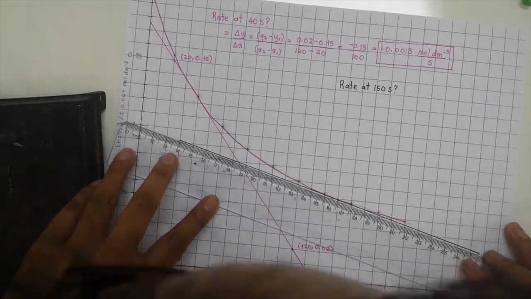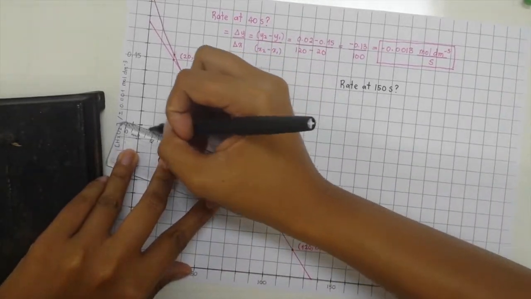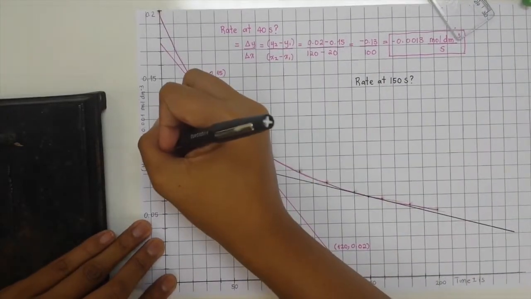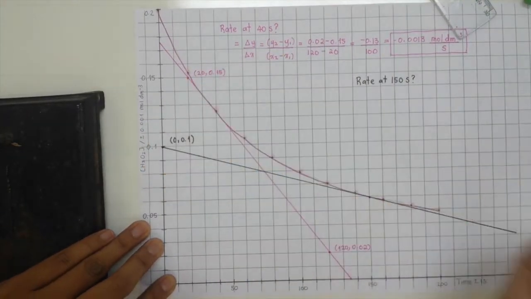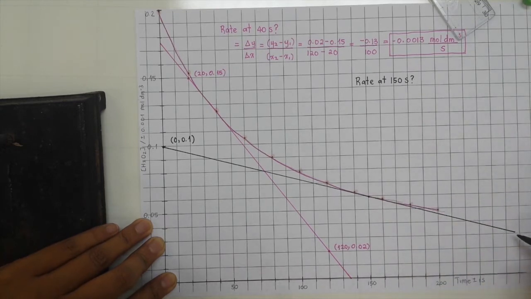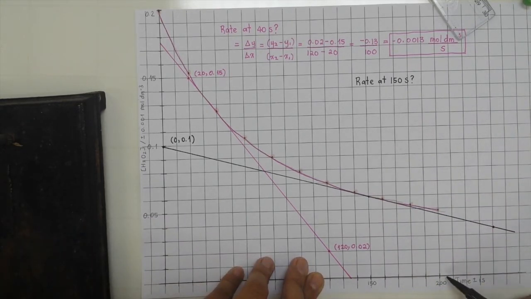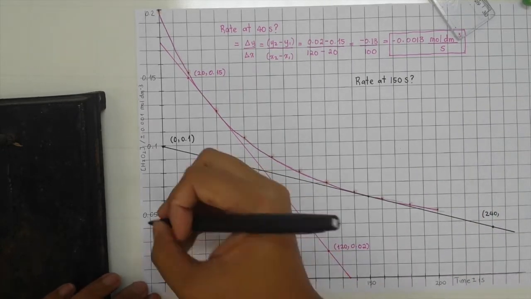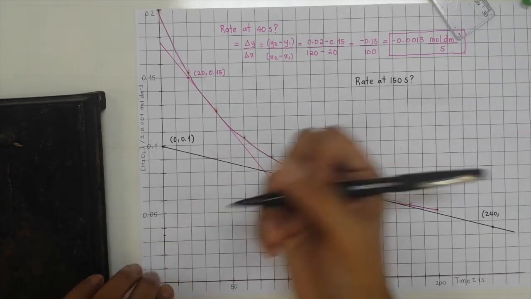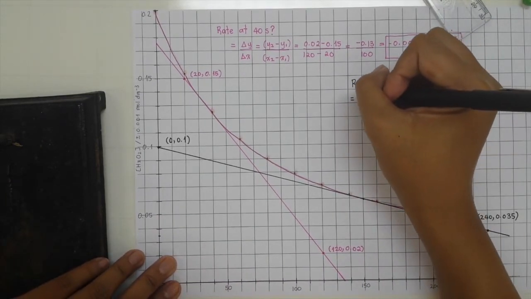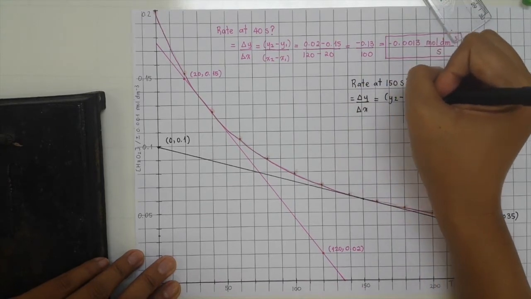I'm going to repeat the same procedure to determine the rate at 150 seconds. Now just by looking at the curve, you can tell already that the slope is decreasing over time. One important thing to do when you're determining rates using tangent lines is to check your work and see that it makes sense. As I'm going through this, I should be expecting a rate that is lower than the rate at 40 seconds, because at this point there are less reactants in the system and less reactions occurring.